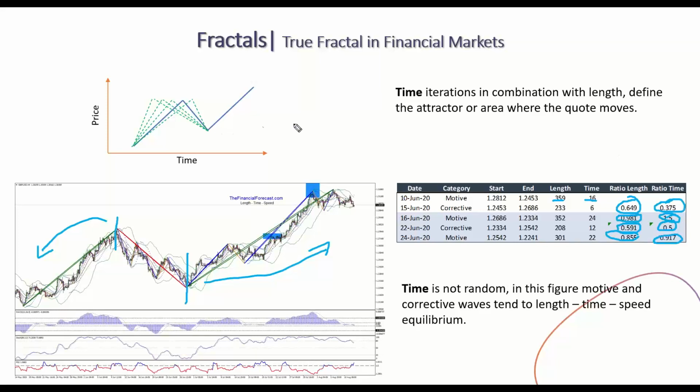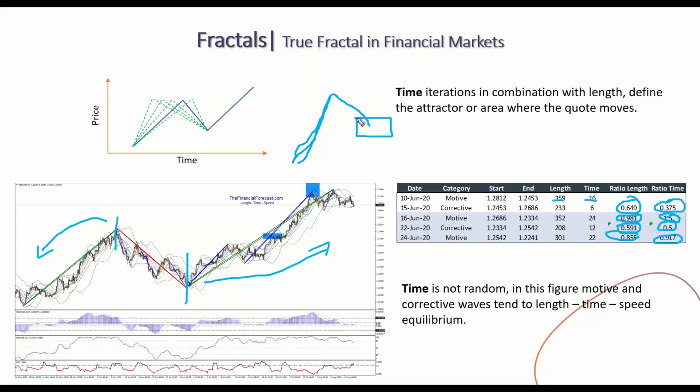So, and this is very important, when we have a motive wave, the way that this motive wave is built in length, in time, and also in speed, something we are not showing here, will connect with the corrective wave in the same way, in length, in time, and in speed. So then we use this information to create what we call an attractor.